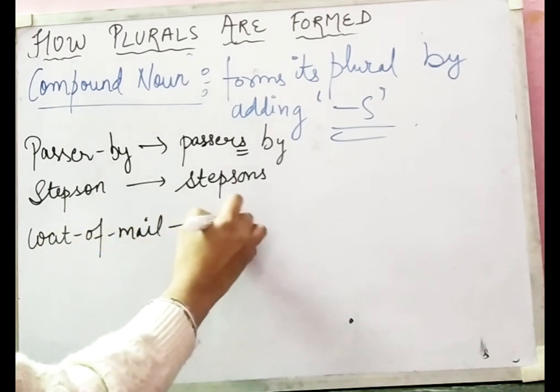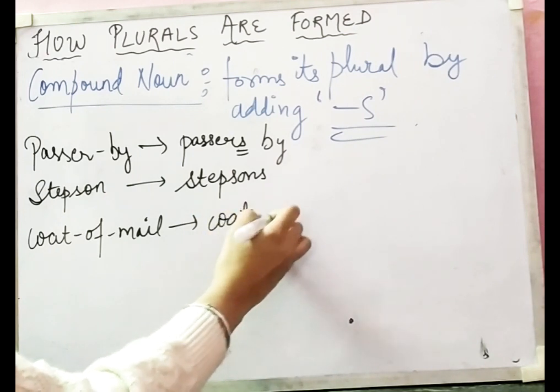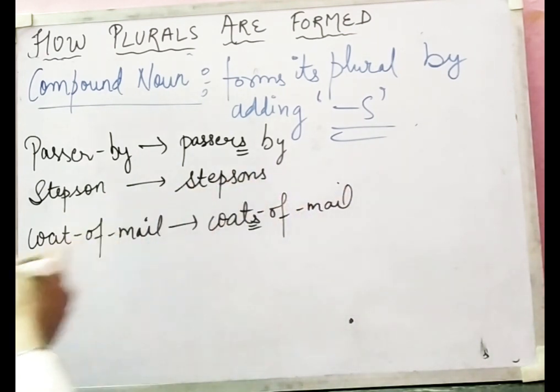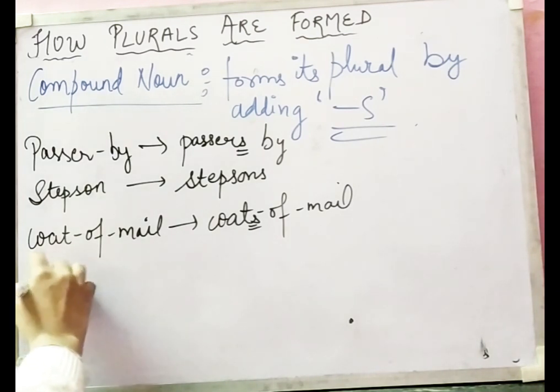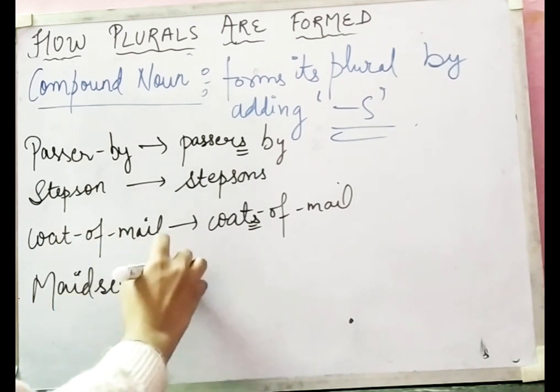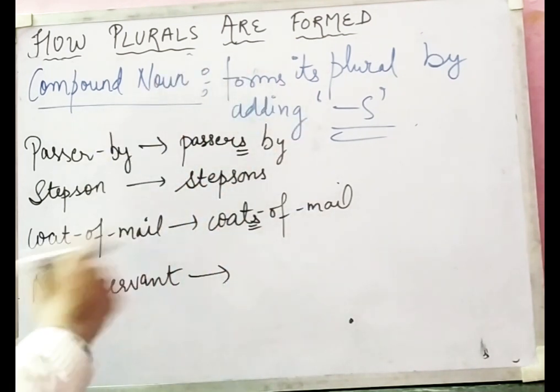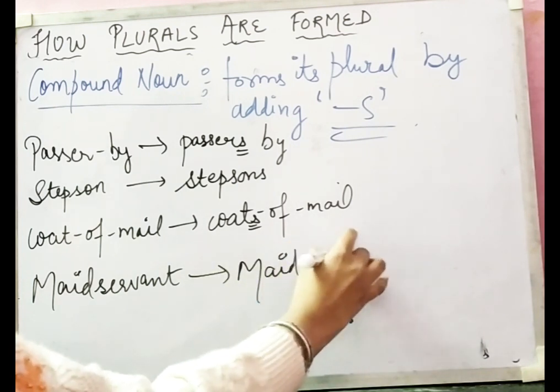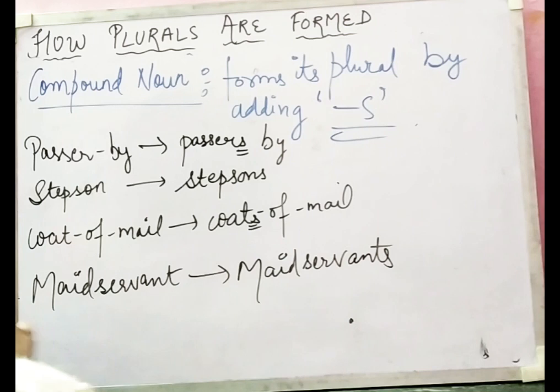Coats of mail. Here s is added. Similarly you can take the example of maid servant. What's the plural of maid servant? Maid servants. So I think this is clear.